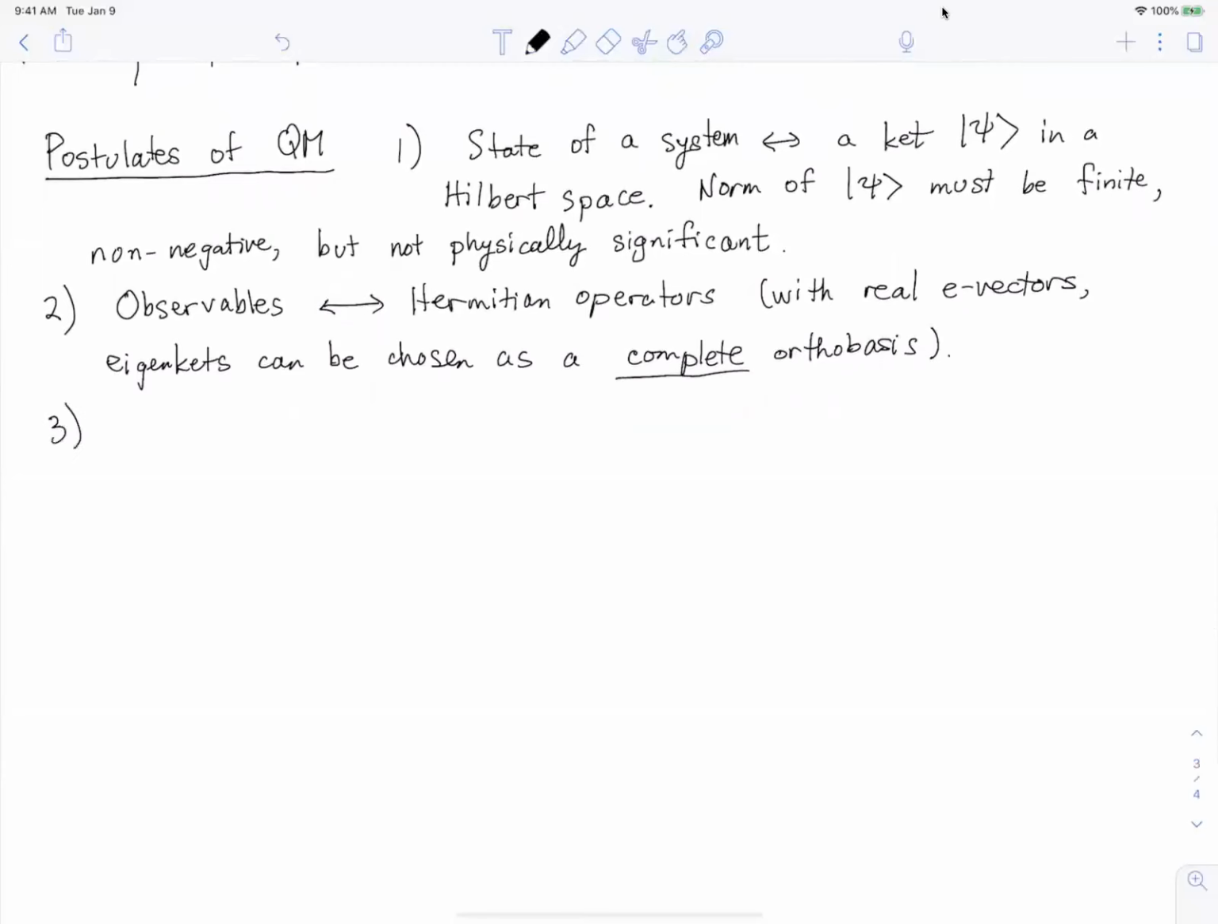Okay, so postulate 3 says, what can happen if you do a measurement? So the measurement of an observable, just to give it a name for the following, let's call the observable A, always must give one of its eigenvalues as the result. There are no other things that can happen.